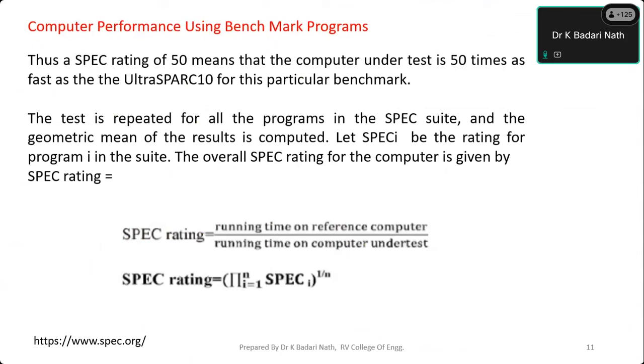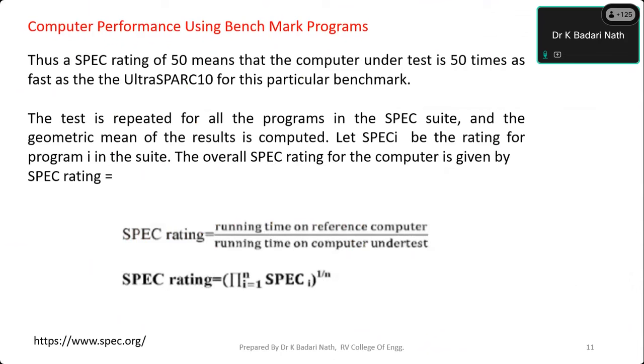So what you have to do for every benchmark program is find out the reference spec rating for every type of program. Then take the geometric mean of all the timings, then you call it a spec rating. So spec rating is nothing but giving a performance based on the reference computer and based on the benchmark programs. That's called spec rating.